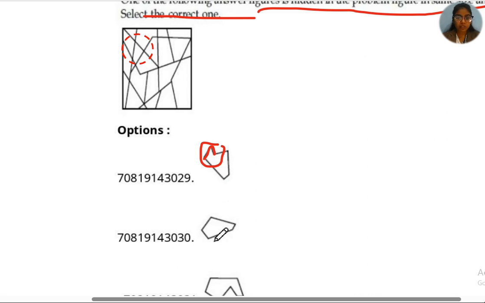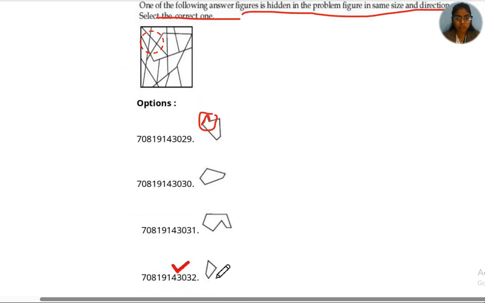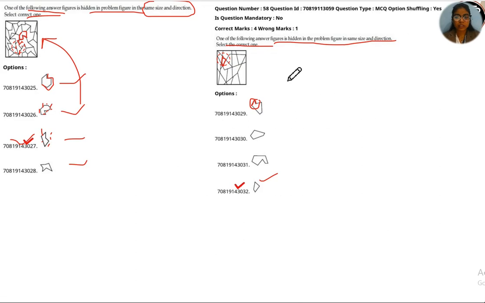Going to the second one, this is also not visible. The third one is also not visible. Now, the fourth one is the correct answer. This is your four sides. Fine.